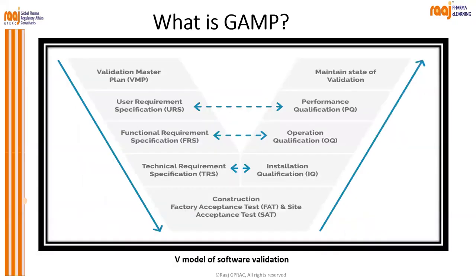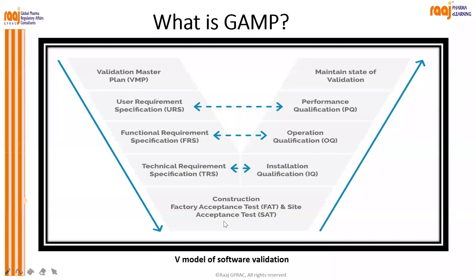So this is how the V model looks. Whenever you start, the validation master plan, that is VMP, should be in place. Then the user requirement specification, you might have heard about URS. FRS is the functional requirement. Then TRS is the technical requirement specification. Then FAT and SAT, the factory acceptance test and the site acceptance test.